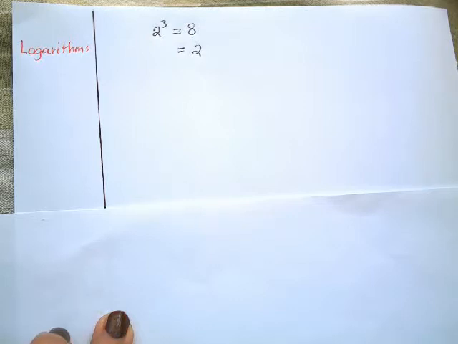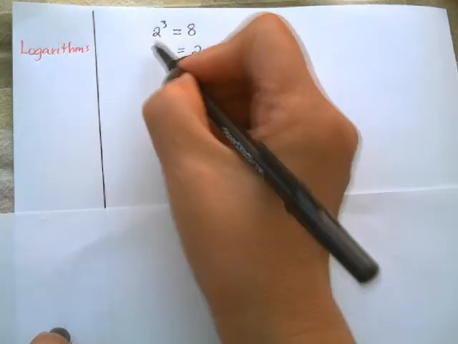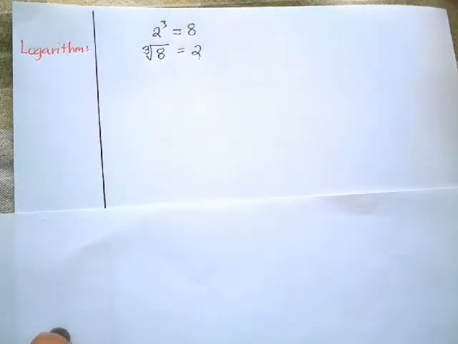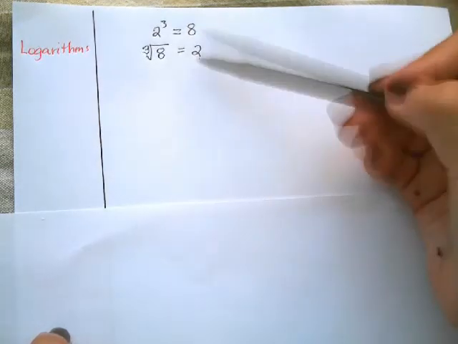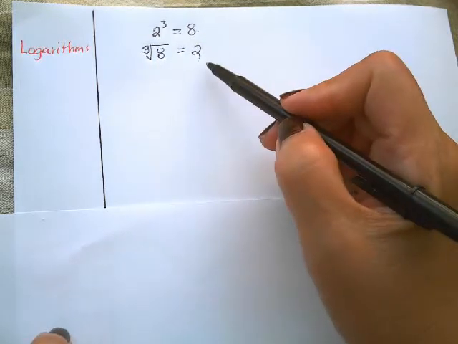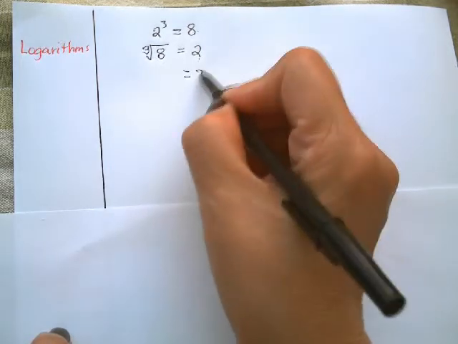Pause the video and try to understand and answer. I told you, you better engage on this. You cannot just listen. It's not going to benefit you. What will I do to 8 and 3 so I'm going to get 2? I hope you said cube root of 8 is 2. So this is the relationship: this is an exponential, this is a radical, cube root of 8.